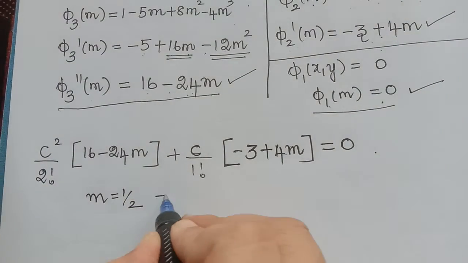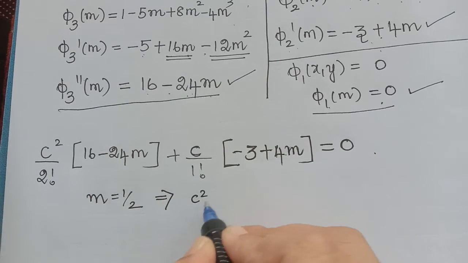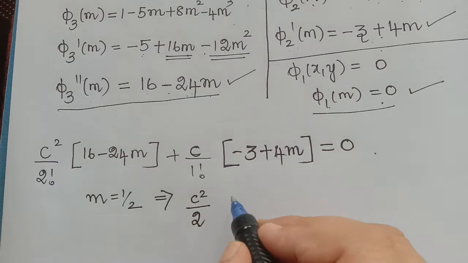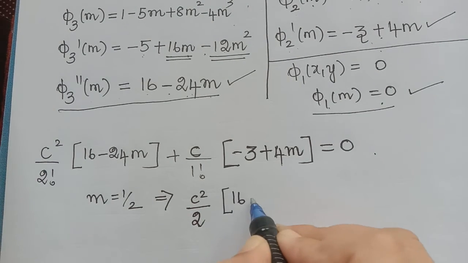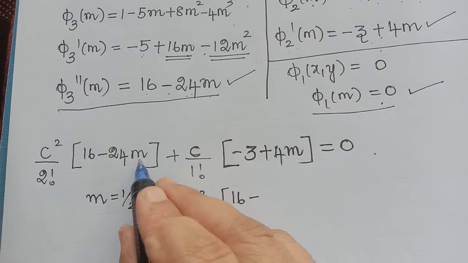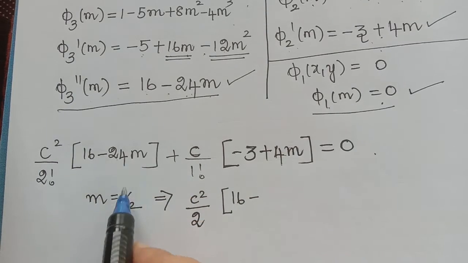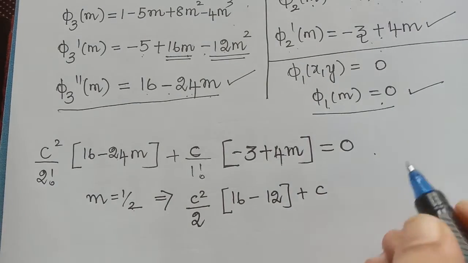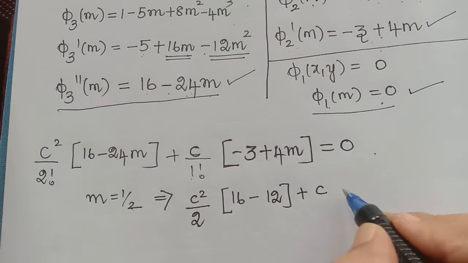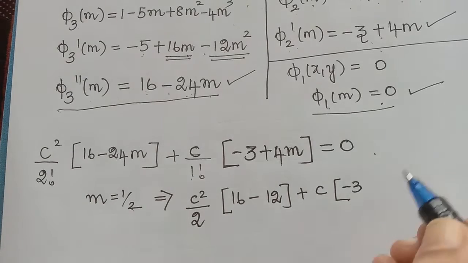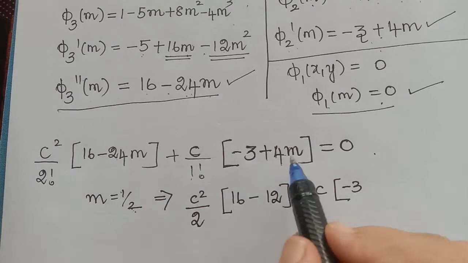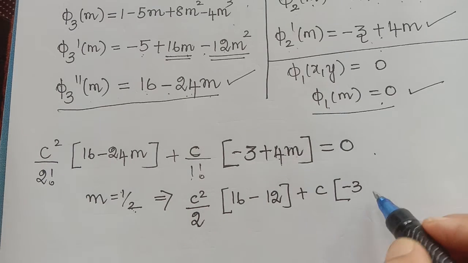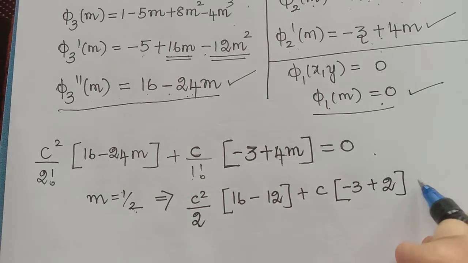So when we do so, what will we get? c squared by 2 factorial is c squared by 2 only, because 2 factorial is 2 into 1, which is 2, multiplied with 16 minus 24 multiplied with 1 by 2. So 24 divided by 2 is 12. Plus c by 1 factorial is 1 only, so c multiplied with minus 3 plus 4 multiplied with 1 by 2. When we divide 4 by 2, we get 2, and the whole expression is equal to 0.